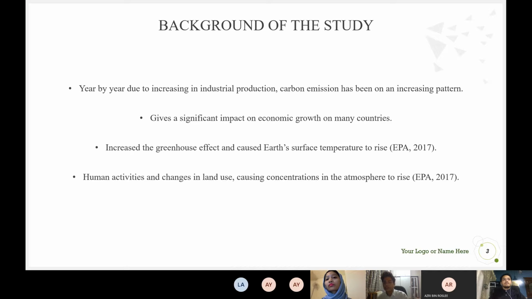The emission of these greenhouse gases has increased the greenhouse effect and caused Earth's surface temperature to rise, according to EPA 2017. Moreover, human activities such as burning of fossil fuels and changes in land use release large amounts of CO2, causing concentrations in the atmosphere to rise. Next.